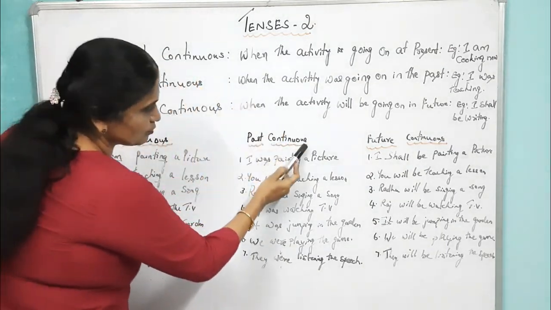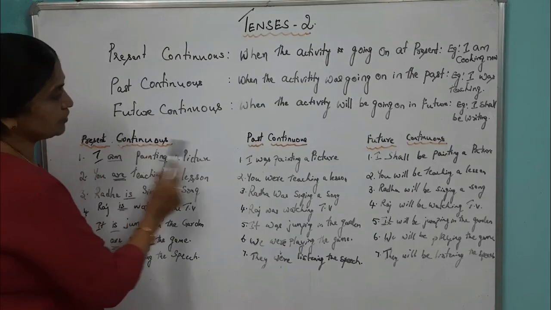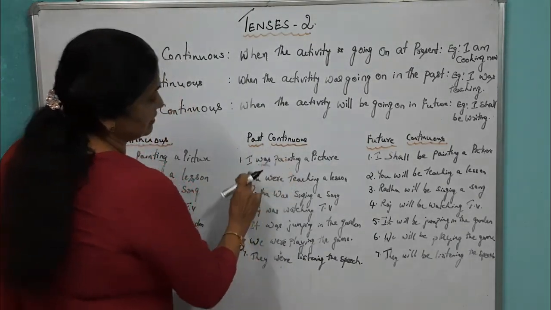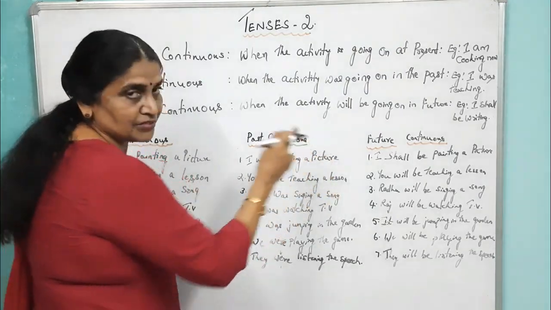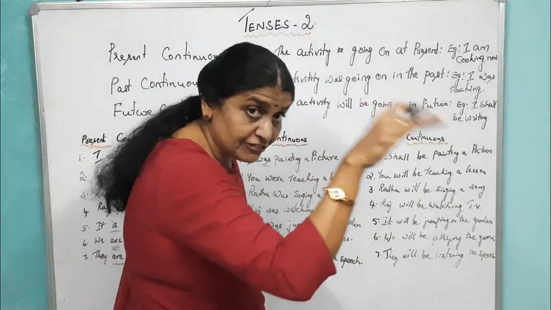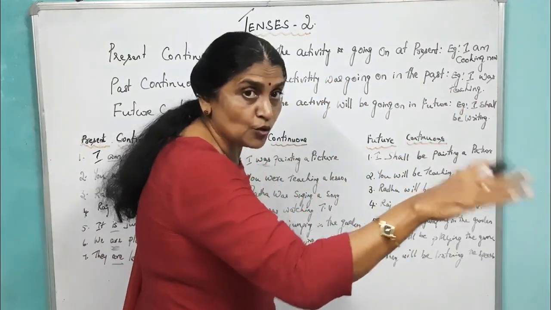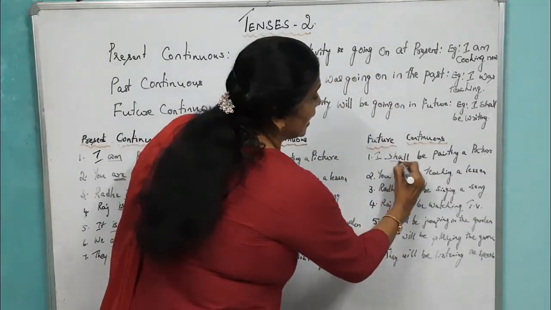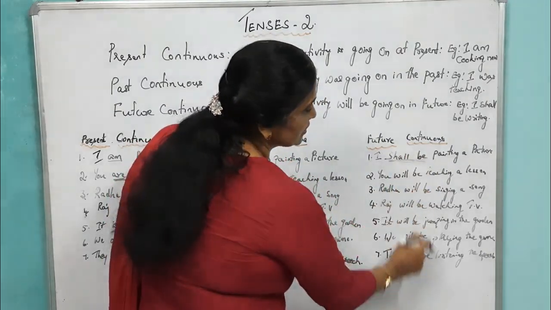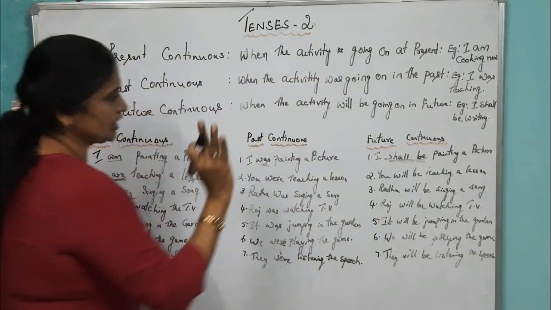Suppose you want to change it into past continuous. Instead of am, you have to use was. I was painting a picture yesterday at 3 o'clock. Next, in future, I will be painting a picture tomorrow at 3 o'clock. So, I shall be. For the first person alone, you have to write shall. All others will be in future continuous tense.